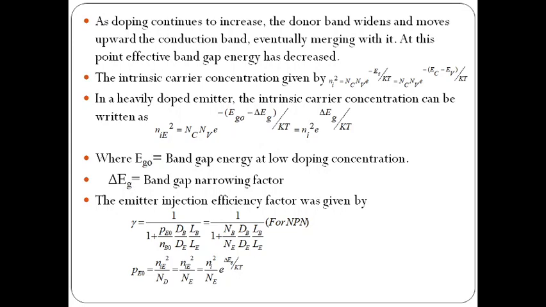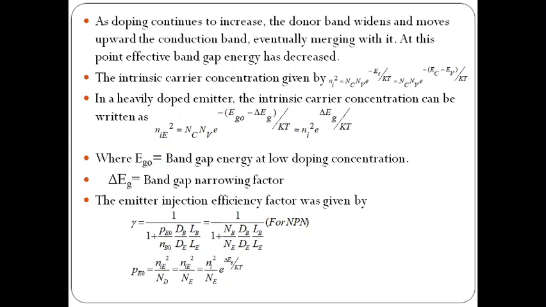Yes. So when I consider the lower doping of the emitter, I am assuming the energy band gap is the initial one, Eg0. Delta Eg is the band gap narrowing factor. So how is it changing? The emitter injection efficiency factor was given by gamma equals 1 by 1 plus (Pe0 by Nb0) (Db by De) (Lb by Le), and it is already written for the NPN transistor.